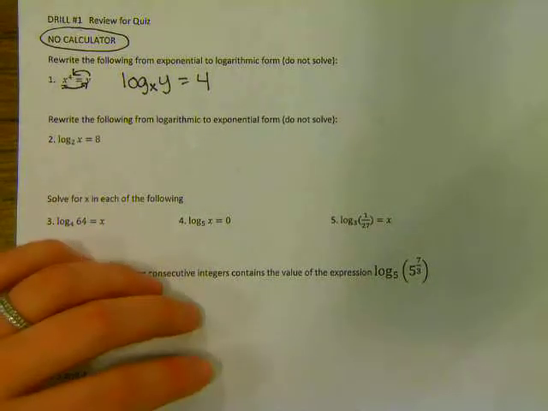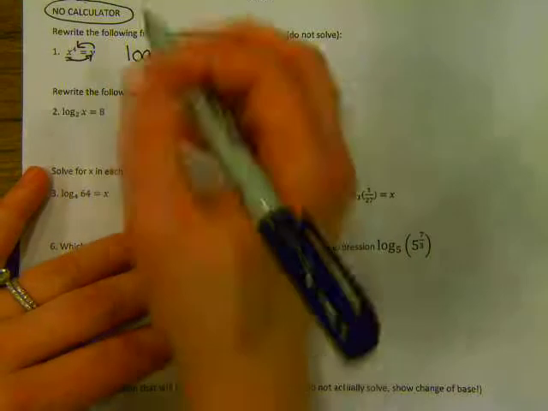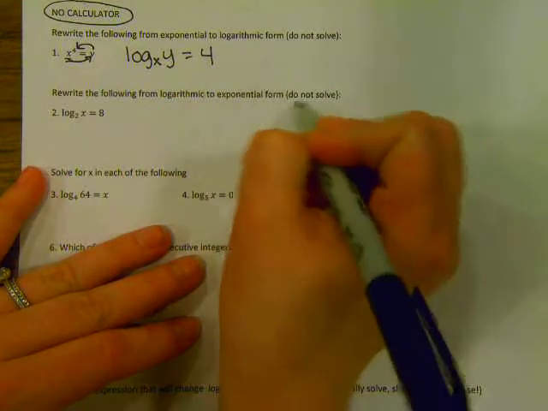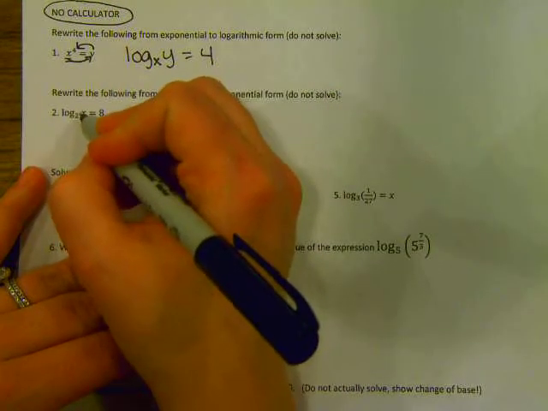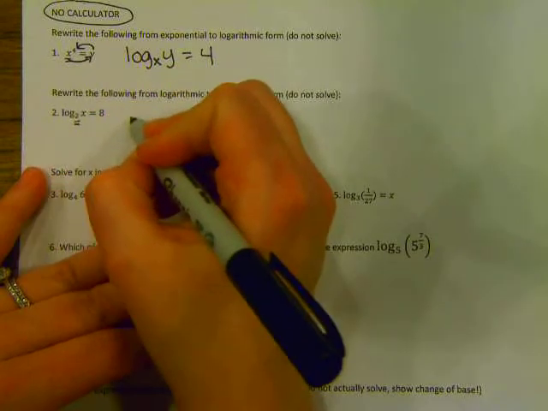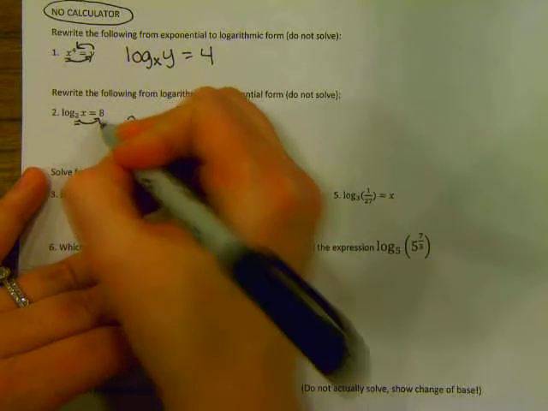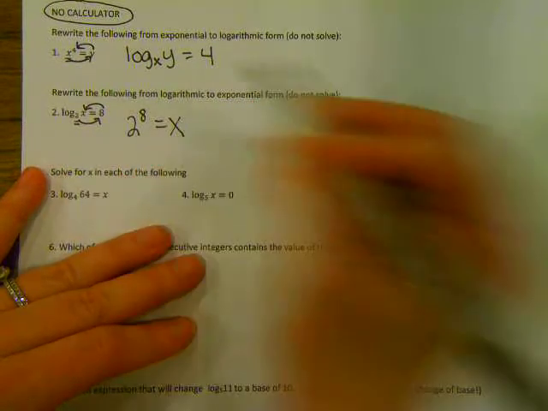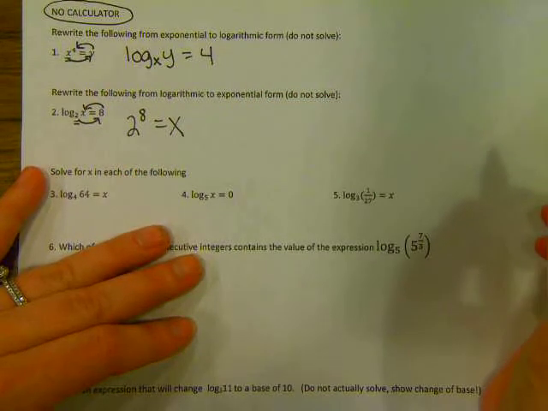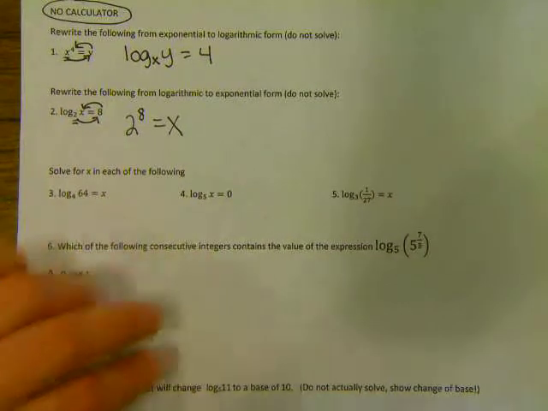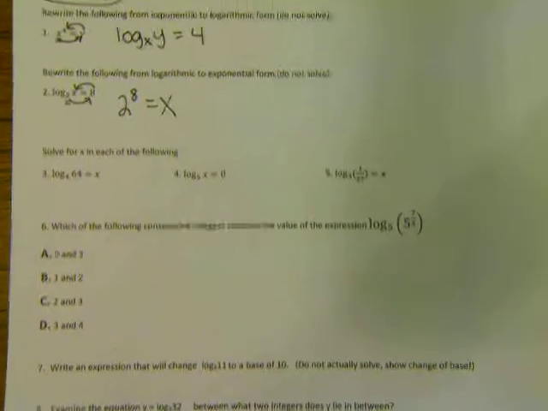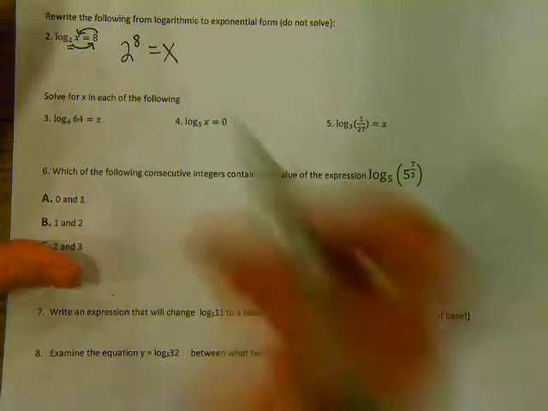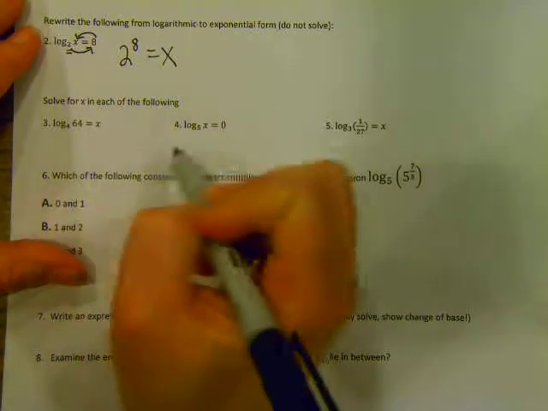Number 2, I'm asking you to go in reverse order. So you don't have to solve for x. I just want you to rewrite it as an exponent form. So you start with your base, raise it to that power, equals x. And that's it. That's all you had to do. Now for 3, 4, and 5, I do want you to solve, okay, for x.